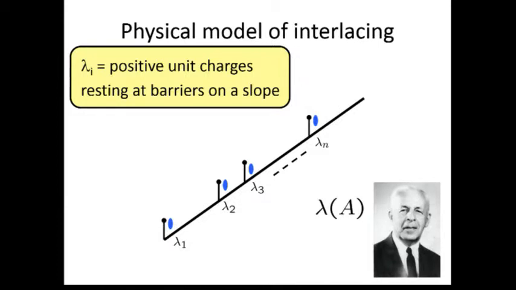I'm going to describe a physical model that describes eigenvalues of a matrix and how they behave under rank 1 updates. So here's the physical model. The real line is a slope, and the eigenvalues are, let's say, unit charge particles sitting on the slope. At the locations of the eigenvalues, there are barriers sticking out of the slope. There's gravity, and the particles are resting against these barriers. This is my physical representation of the eigenvalues of the matrix A.